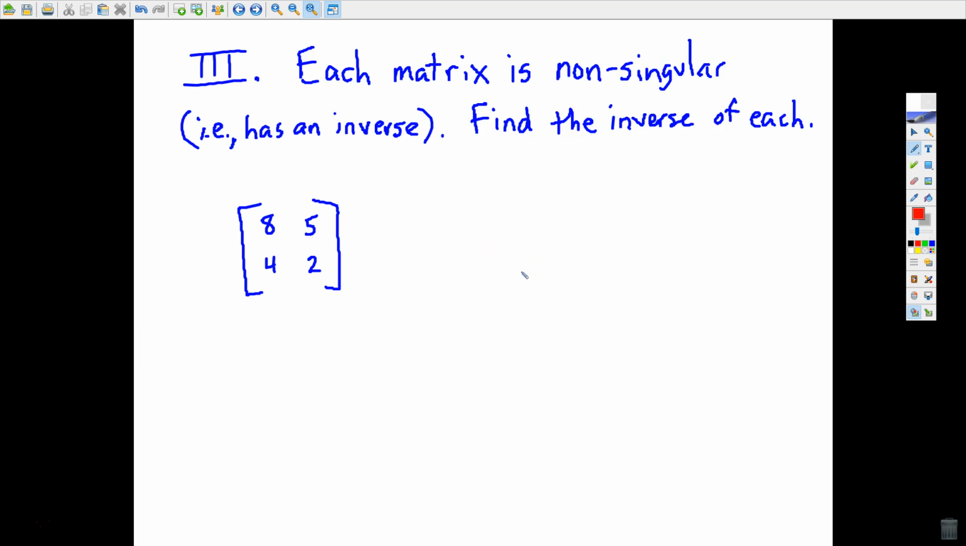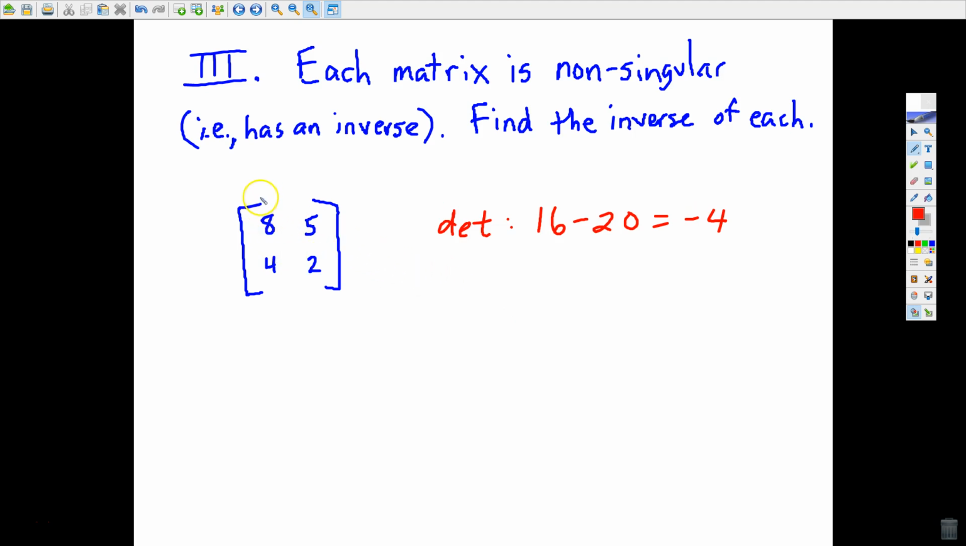We first have to remember how to find the determinant. Do you remember how to find the determinant of a 2 by 2? Okay, so let's just go ahead and do that real fast for this example. The determinant would be 16 minus 20, which is negative 4. If this had been 0, then there is no inverse. And I think you'll see why in just a minute.